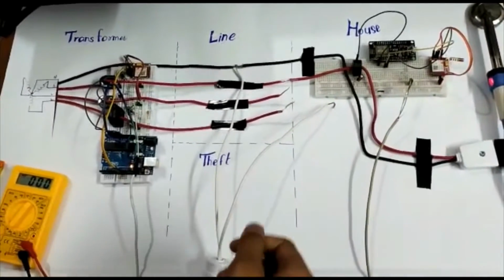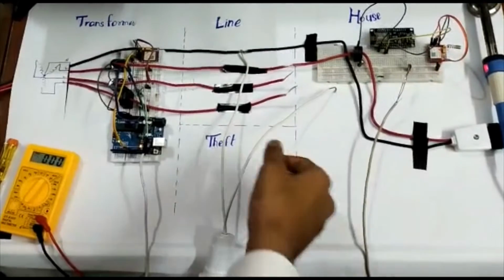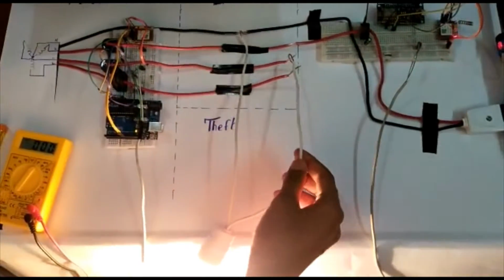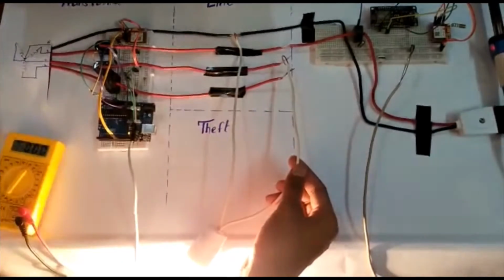Now let's see what happens if someone tries to connect this with another phase like this one. Now our software knows that this phase is not connected to any meter. Now let's see what happens. The server is being refreshed. Now we can see the energy theft is detected at phase 2.